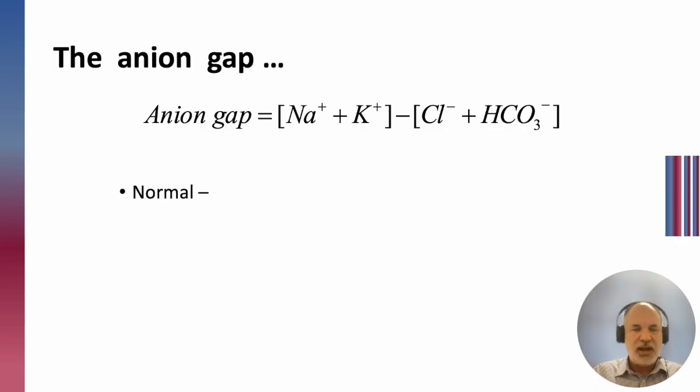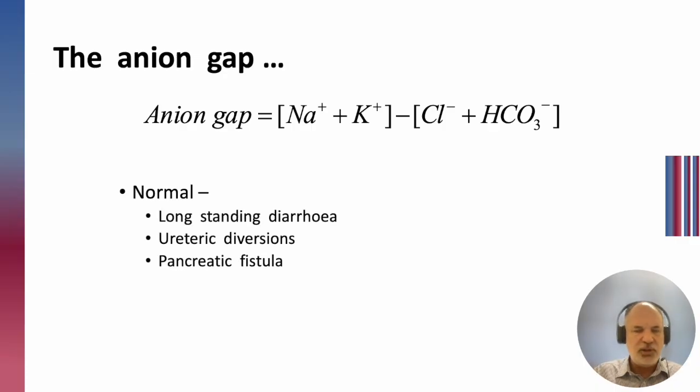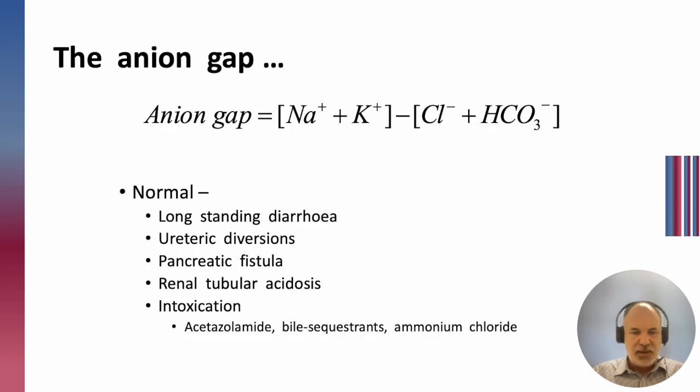Now, as far as anion gap goes, we can also have normal anion gap acidoses. And from a traditional teaching perspective, the typical causes of a normal anion gap acidosis are long-standing diarrhea, ureteric diversions, and pancreatic fistulae. And from a drug point of view, we see normal anion gap acidoses from acetazolamide overdose, also some of the bile sequestrants and ingestion of ammonium chloride.